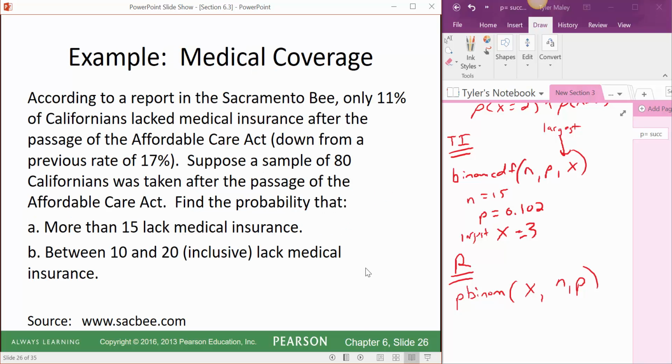So here's an example. This has to do with medical coverage. According to a report in the Sacramento Bee, only 11% of Californians lacked medical insurance after the passage of the Affordable Care Act, down from a previous rate of 17%. Suppose a random sample of 80 Californians were taken after the passage of the Affordable Care Act. Find the probability that A, more than 15 lack medical insurance, and B, between 10 and 20 inclusive, lack medical insurance.